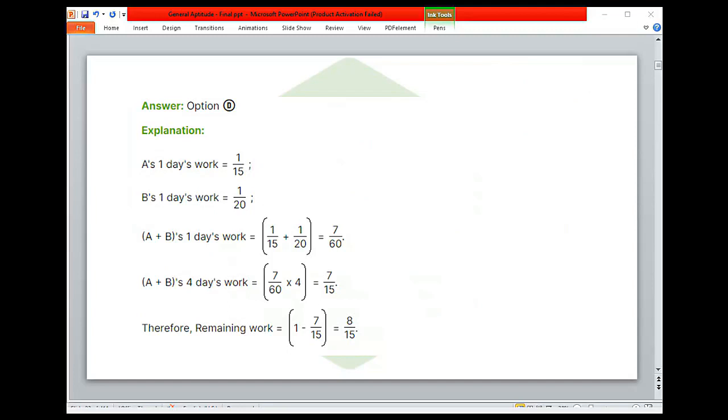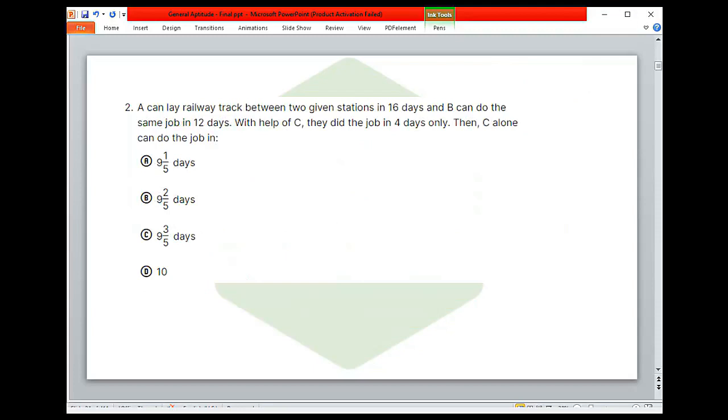Okay, simple question. Now one more question for you all in a similar pattern. Over here you have A, B, C, three persons doing the work. So take your time, understand the question, and then mark the answer, putting in the same logic and the same concept that we understood in the previous one. Okay, take your time.